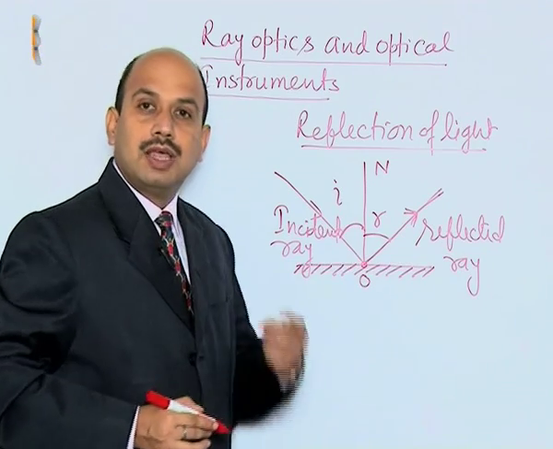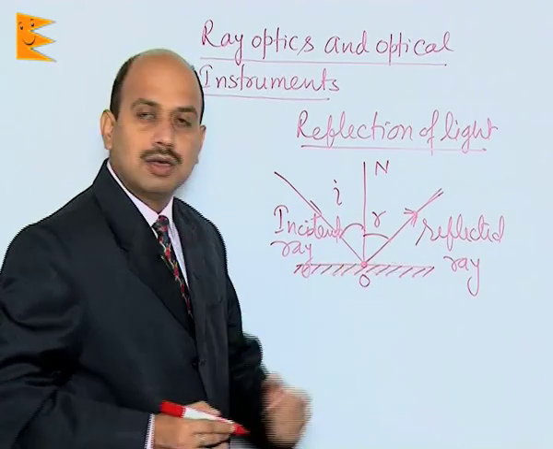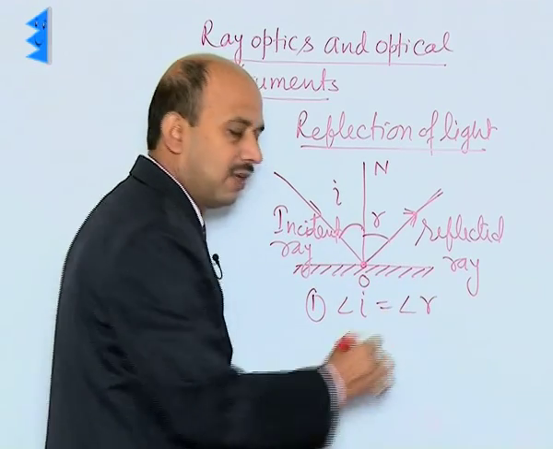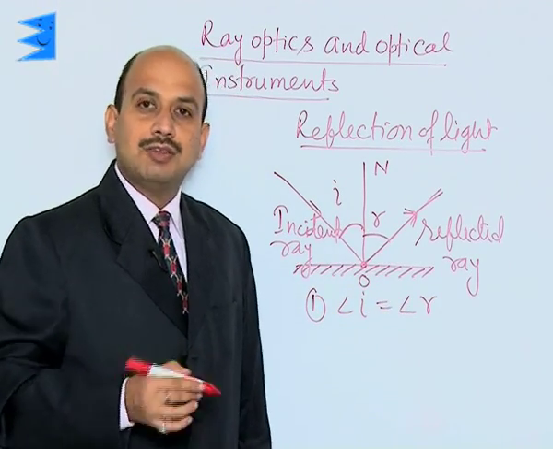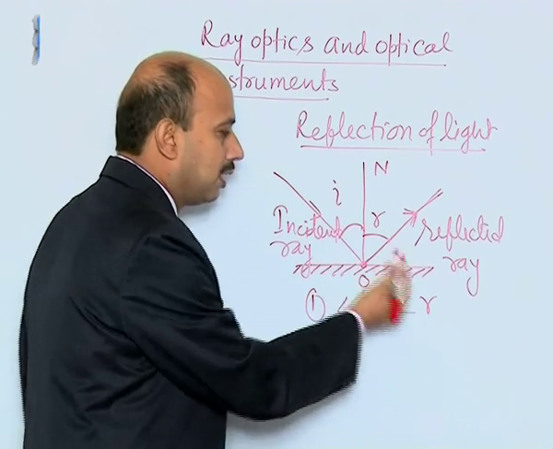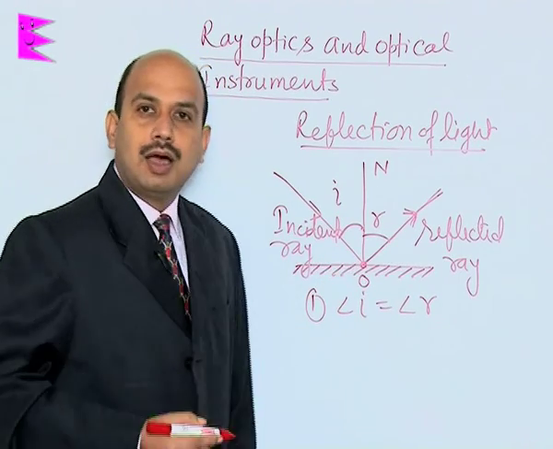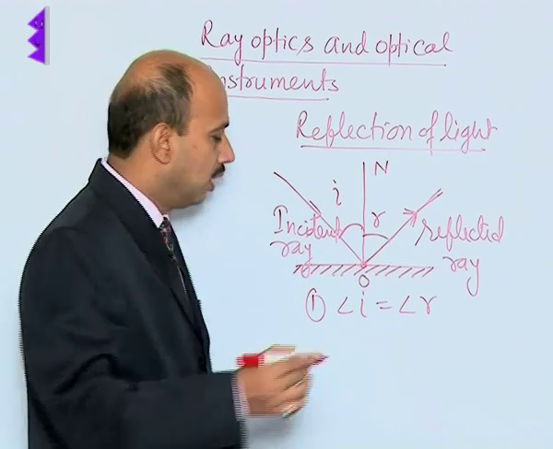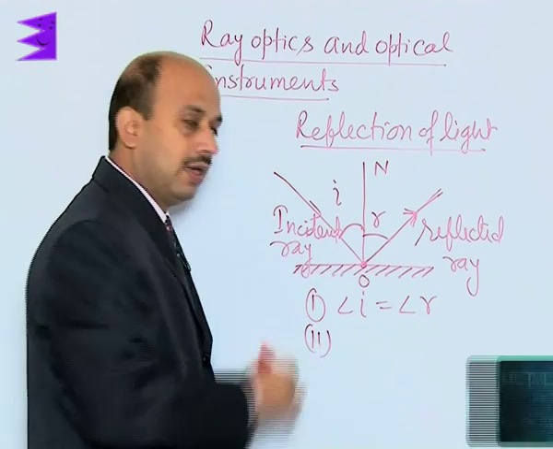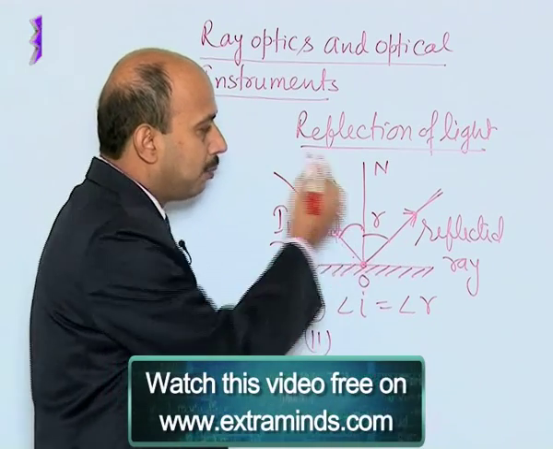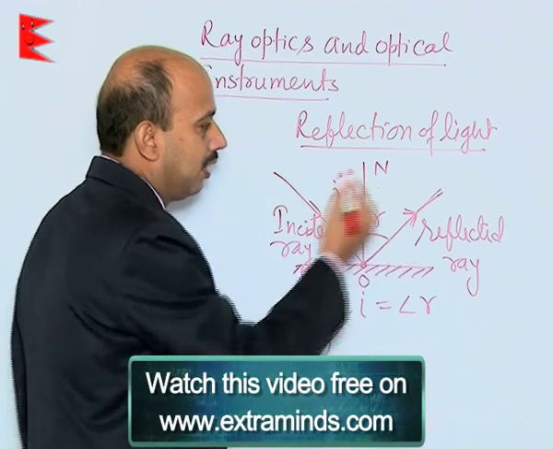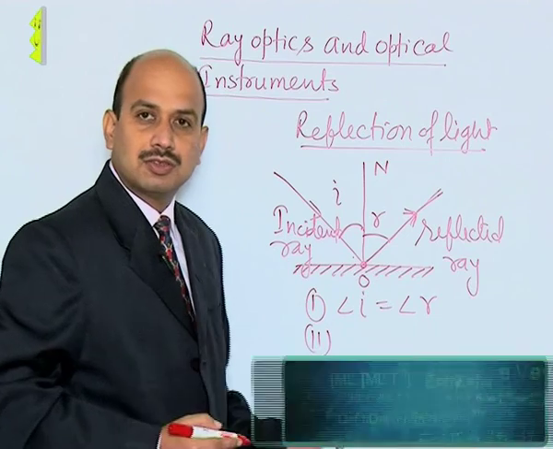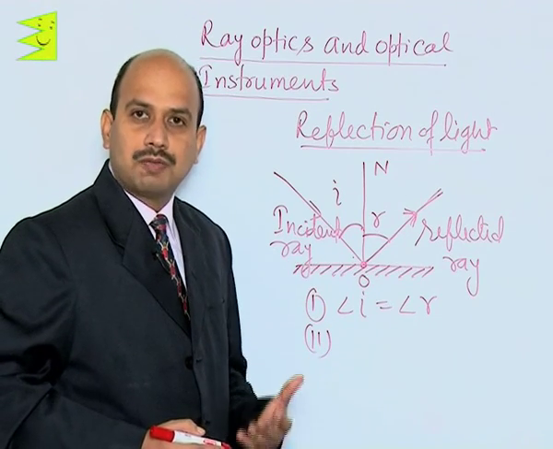There are two laws of reflection of light. The first one is, the angle of incidence is equal to the angle of reflection, whatever the shape and size of the reflector. It means if you have taken a plane surface, this law is applicable, and if you have taken a spherical surface also, this law is applicable. The second law is, the incident ray, the normal at the point of incidence, and the reflected ray all lie in the same plane. So there are two laws of reflection of light.